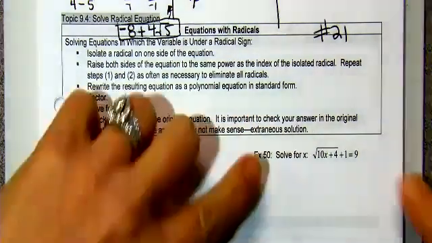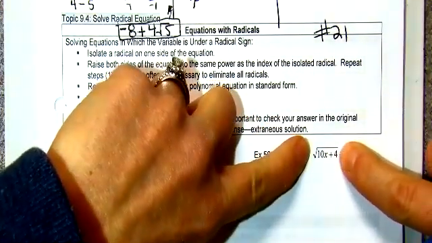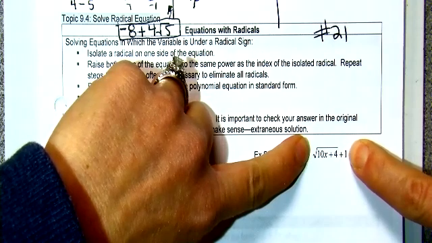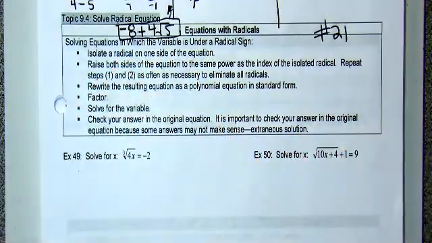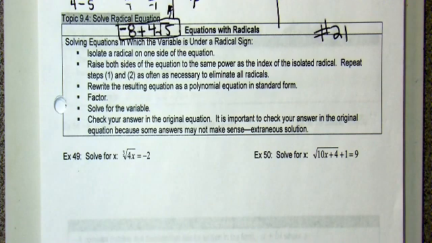If you look at example 50, it's not. We have a radical and then a plus 1. So we would have to move the plus 1 over. You're treating it like it's the term that has the variable, and you're just trying to isolate that first. And then the second thing you will do is raise both sides of the equation to the same power as the index. What that does is eliminate the radical.